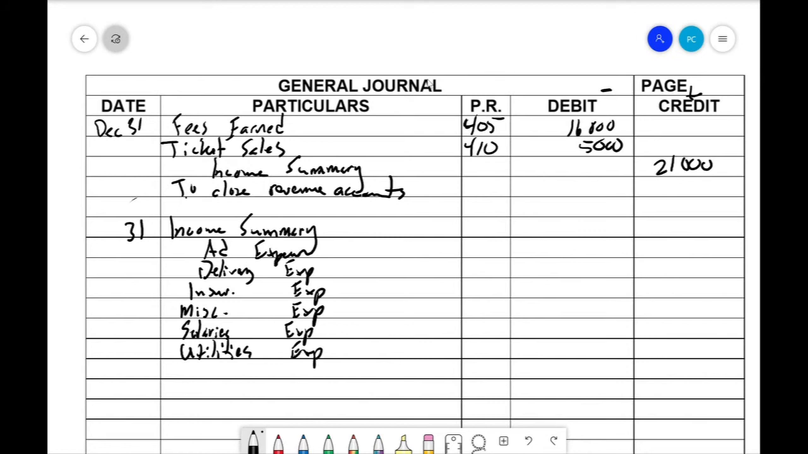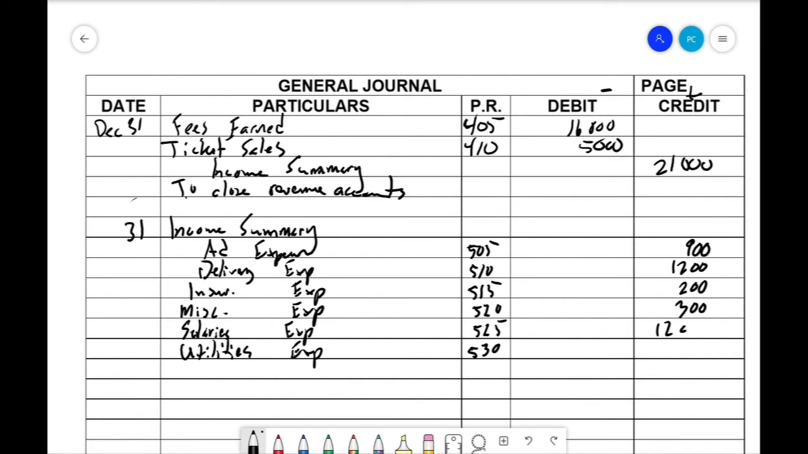Okay, so the add expense is 505, that's 510, 515, 520, 525, and 530. Okay, and then the amount in here, they're all debit because, again, remember that an expense account increases on the debit side, so we're going to do a credit. What I meant to say, credit transactions to zero them out or to empty those accounts or close them.